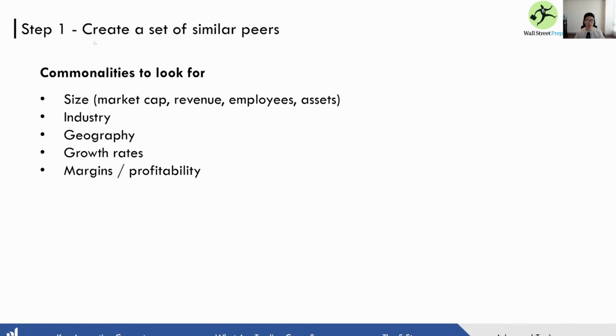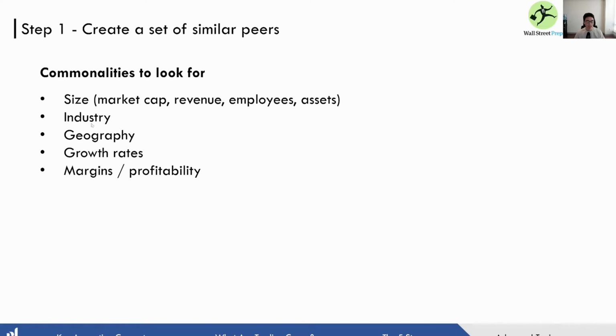And so the first step is to create a set of similar peers. Commonalities you want to look for are the size. So market cap, you don't want to be comparing Apple to something like Datadog or Cloudflare, which are companies that are much, much smaller. You also want to look at revenue size. So like Apple and Microsoft would make sense because they're kind of similar. If you want to dig deeper, you could look at employees and assets. Usually market cap is good enough.